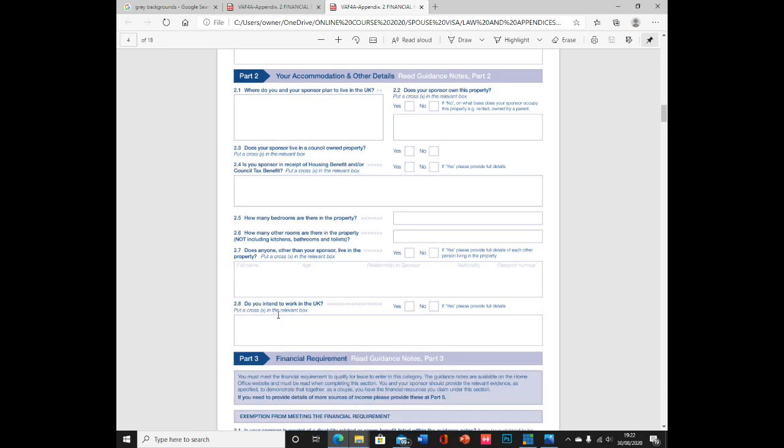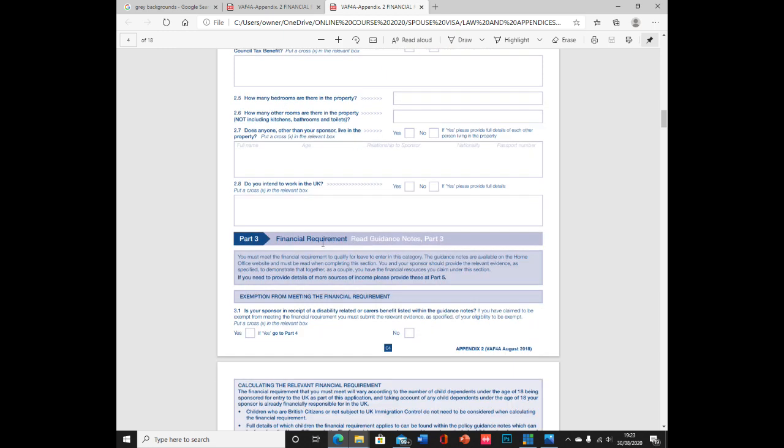So next, do you intend to work in the United Kingdom? So yes, it's beneficial actually. Sometimes people prefer to receive a job offer letter before they come and join their spouse in the United Kingdom. And if you can receive or acquire any job offer letter, that's helpful. You need to mention it in here, okay?